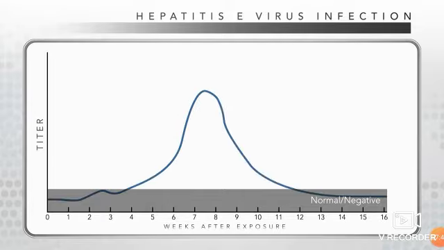Liver enzyme elevation, as shown in blue and labeled ALT for alanine aminotransferase, usually occurs 4 to 5 weeks after exposure to HEV and persists for 3 to 13 weeks.